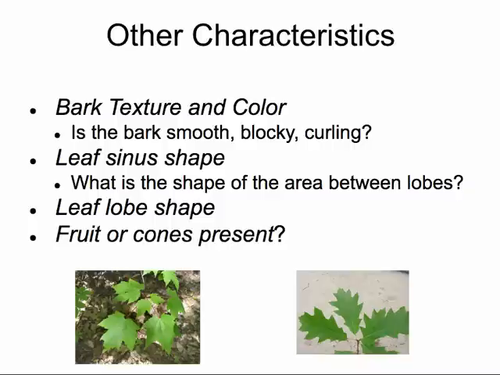There are a few other characteristics to keep in mind when identifying your deciduous tree. What is the bark texture and color? Is the bark smooth, blocky, curling? Is it dark brown or gray? What is the leaf sinus shape? So what is the shape of the area between the lobes? What is the leaf lobe shape? And then are there fruit or cones present? We'll look more into these other characteristics when we begin identifying different deciduous trees.